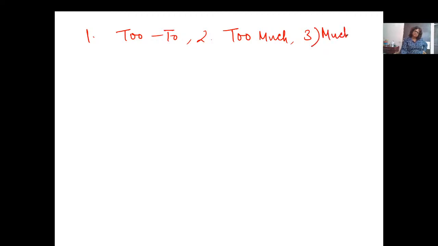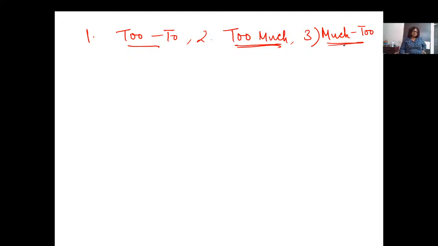But another thing, sometimes we use "too good to," second "too much," and third "much too." These all are part of our discussion. When and why we have to check "too" and "to," "too much" and "much too." What is the meaning of that?